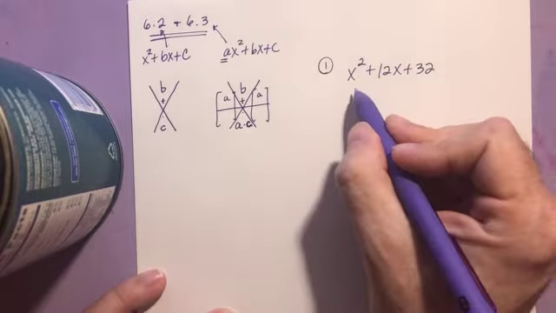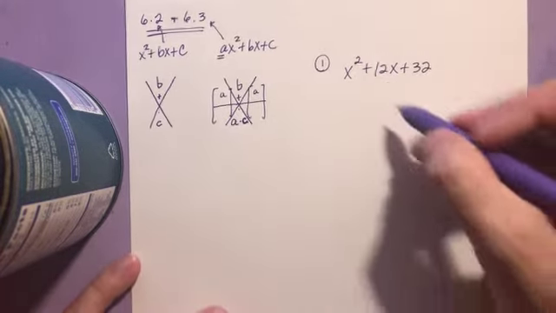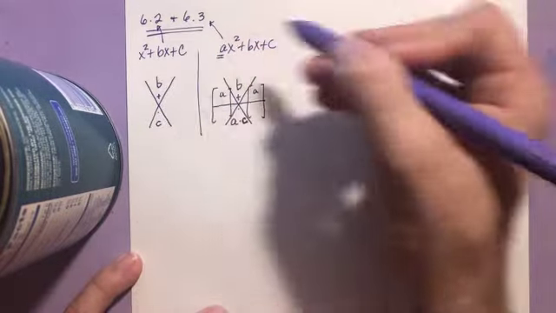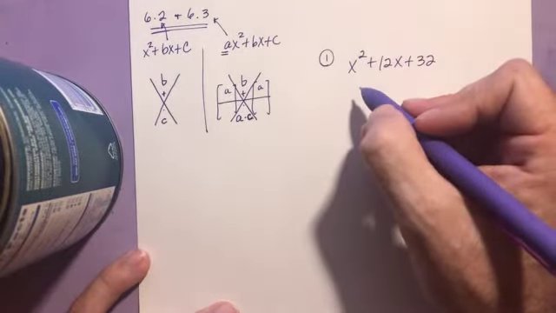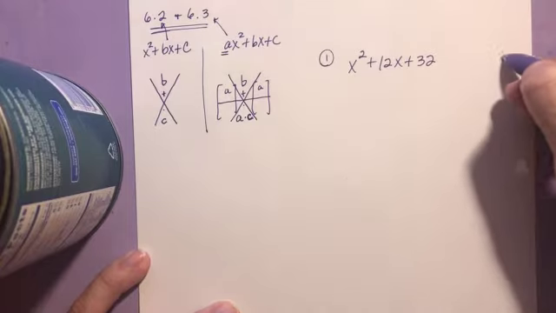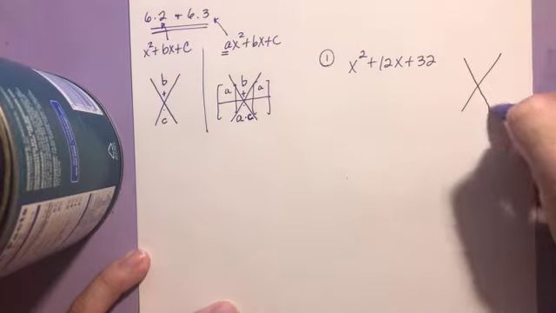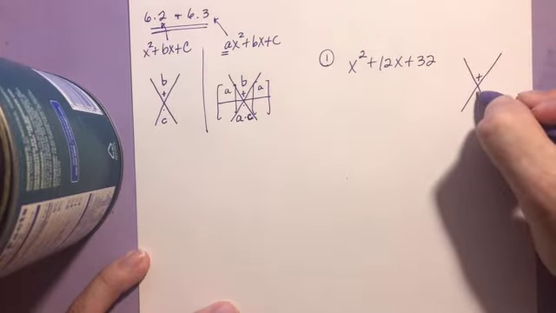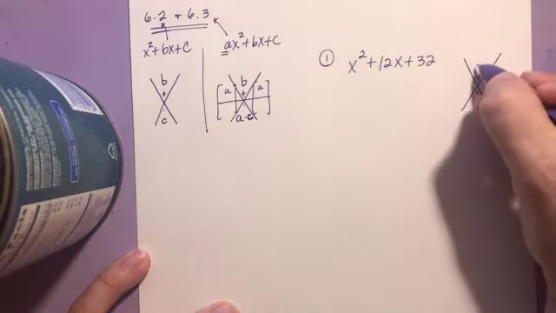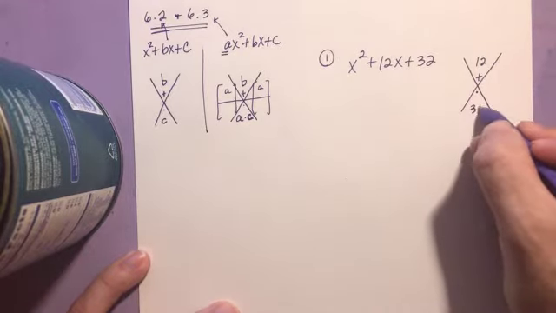So here we have x squared plus 12x plus 32 for number 1. Now this belongs in the first category, so we're going to use the x method. I'm going to go off to the side. Just an x, no snowflake. And then we'll put 12 up here. I'm going to put 32 down here.